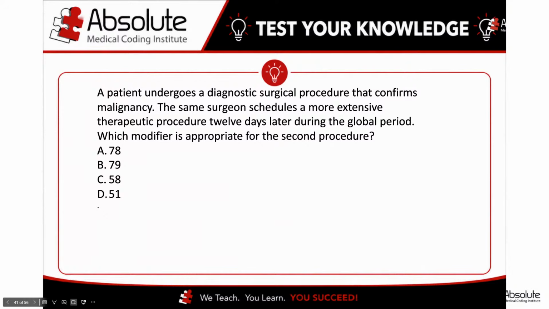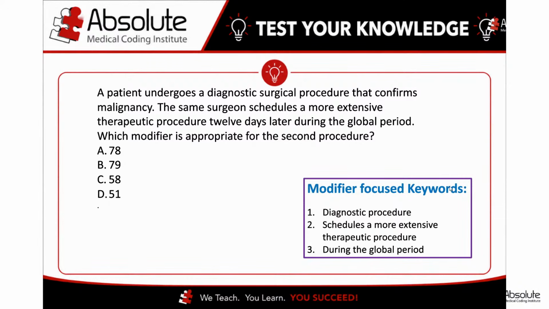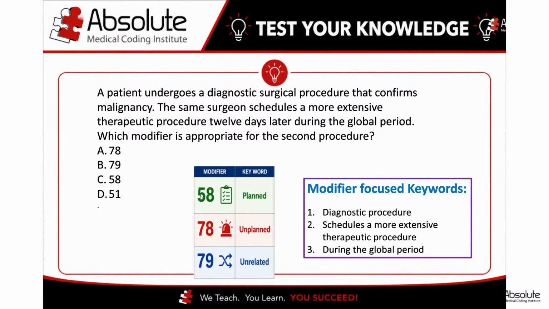Okay, coders, what say you? Well, here are my modifier focused keywords. We had a diagnostic surgical procedure. Then the doctor schedules a more extensive procedure, and it was done during the global period. So these are related, but the key word is it was planned. When you're scheduling something, that's planned. It's not unplanned, right? So it's related, it's planned. So the answer is going to be 58.